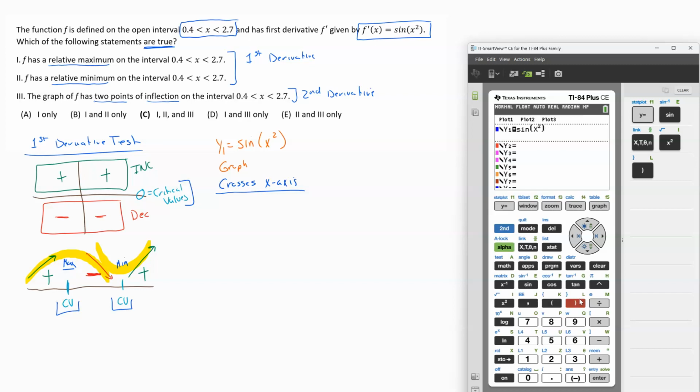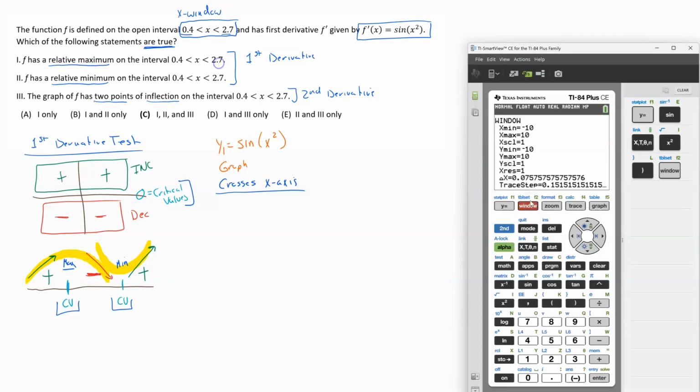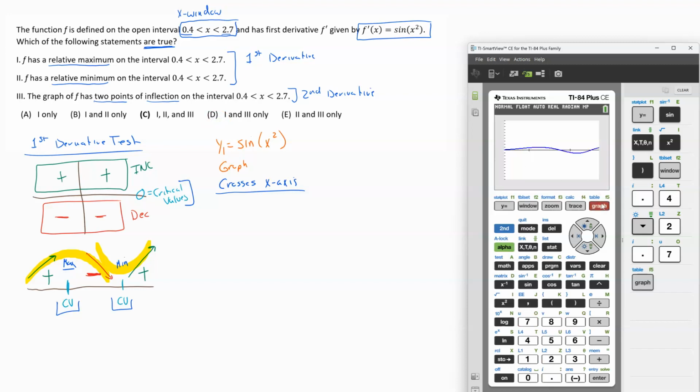And here, because they limit our window, this is what's going to be our x window up above. So we only care about what's happening between x equals 0.4 and x equals 2.7. So we're going to set our x min to equal 0.4 and our x max to 2.7 before we graph it. So I hit window, set that x min to 0.4, set that x max to 2.7, and then we graph it. And so there's our graph.